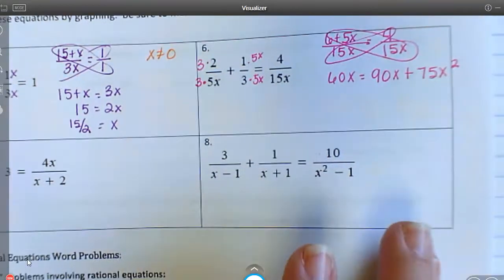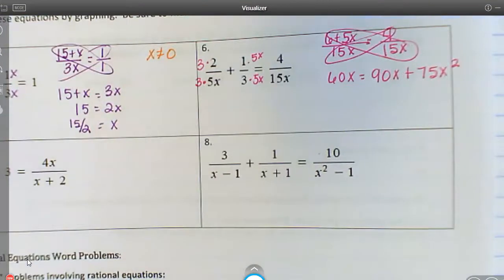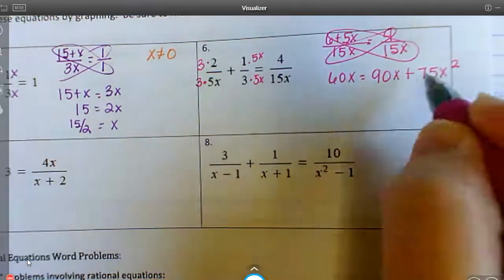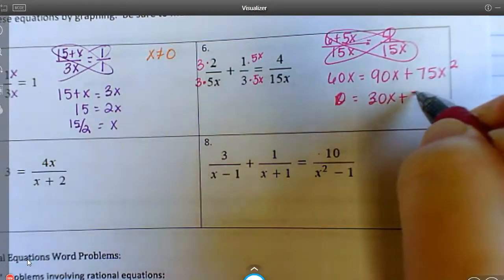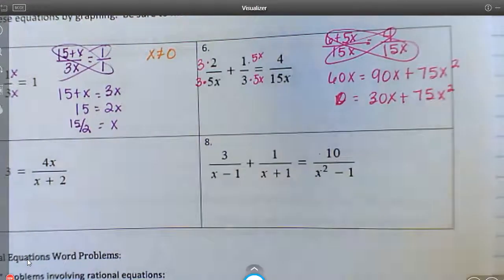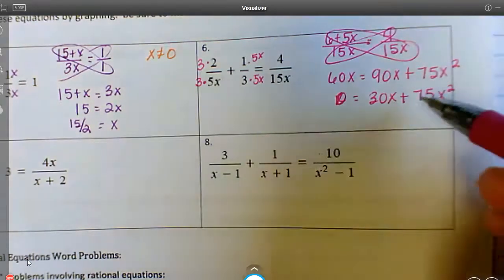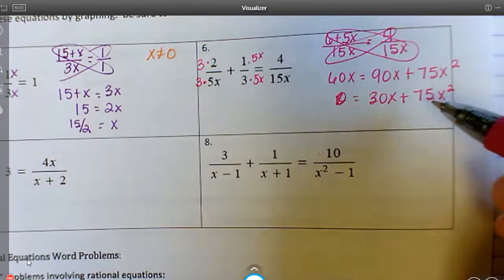Alright. This one's different because I have my x squared here. And when you solve it, if there's an x squared and the x squared doesn't go away, you have to factor or something like that to solve it. Okay? So what I'm going to do is move this 60x over. I'm going to get 0 equals 30x plus 75x squared. Alright, and I'm going to try to factor that. If it's 3 terms, that's where you look for something to multiply to give you the last term and everything. But here it's just 2 terms, so this is a greatest common factor problem.